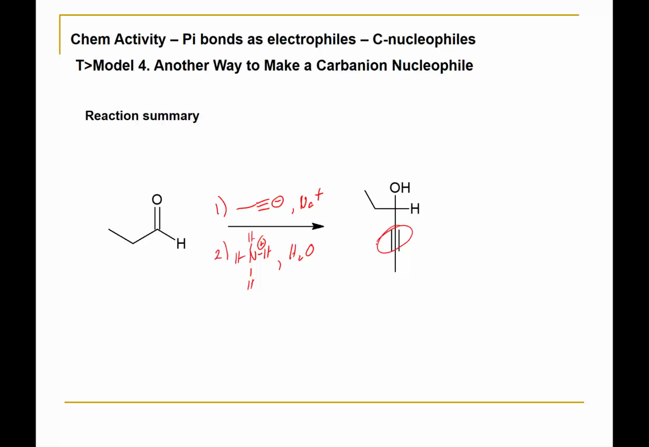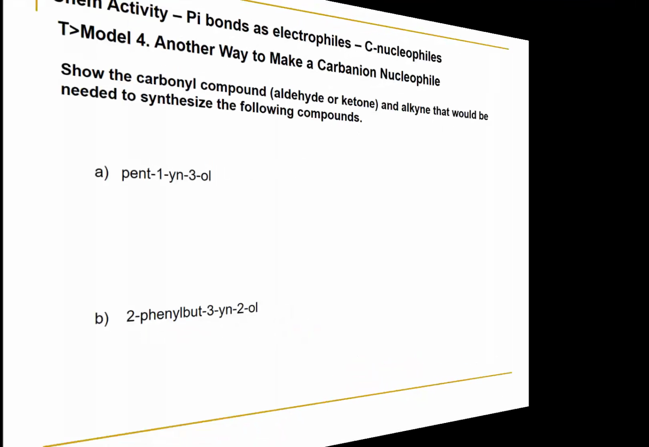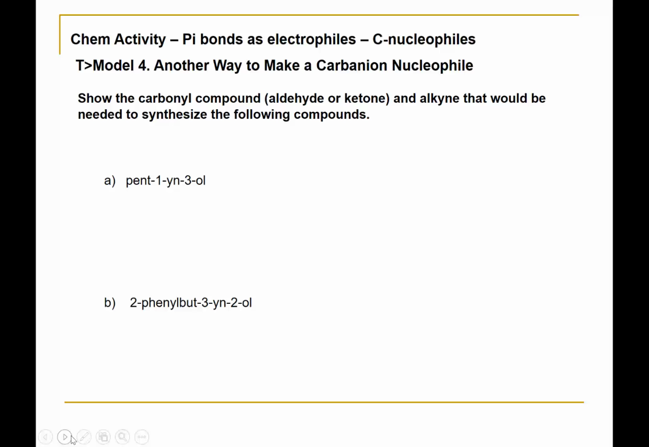Now, one of the interesting things to do is to look at a particular product and try to take it apart to see what reagents would have been used to synthesize that product. So as in case in point, let's look at the next exercise. So here we're trying to imagine how we would synthesize these compounds, either from an aldehyde or a ketone, and the corresponding alkyne. So first of all, it would be a good idea to actually have the structure.